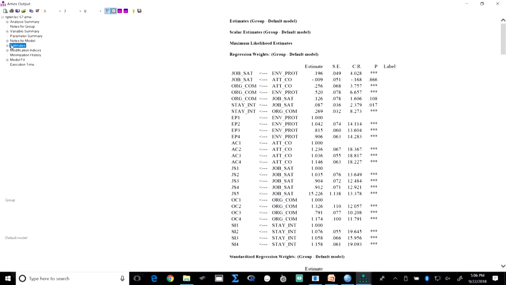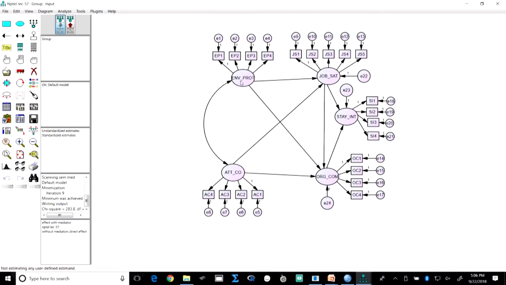Now, look at it. You see, environmental protection affects job satisfaction. This was one of the hypotheses. Let us see the diagram. Environmental protection affects job satisfaction, environmental protection affects organizational commitment, attitude affects organizational commitment. Let us see this. Okay.